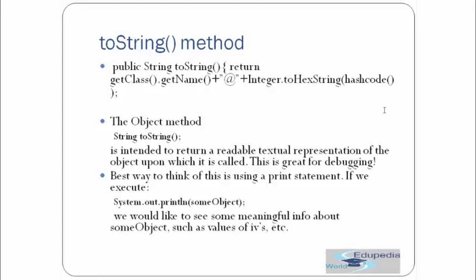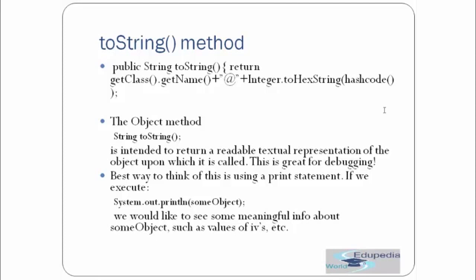So you see, this is the original implementation of the toString method in the Object class. It is a public method and it returns a String. toString is the name of the method and there's a simple return statement in it. So what is it returning? It returns the class name, then an at sign, and then the hash code of the object converted to a hex string using Integer.toHexString. This is how the original toString method works.